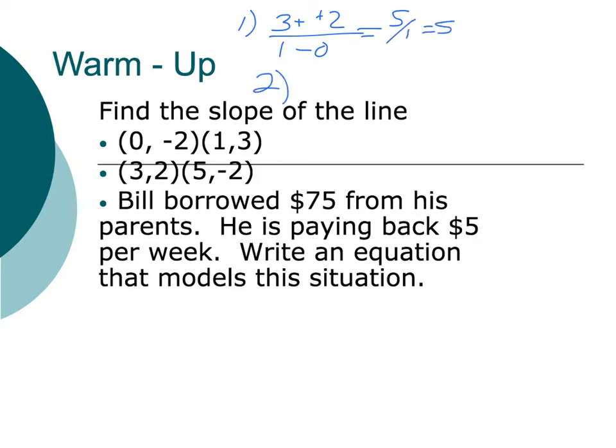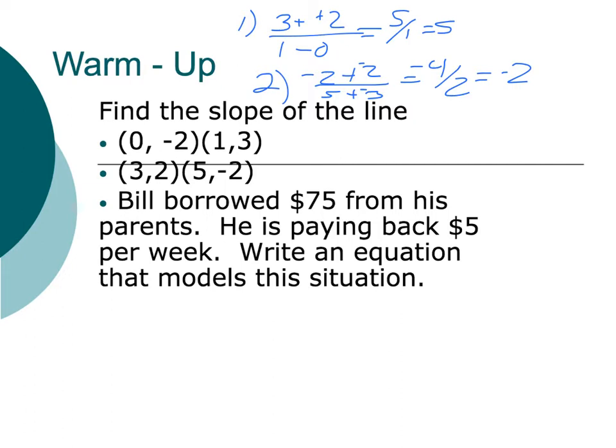Second one, same thing, y minus y over x minus x. Negative 2 minus 2 over 5 minus 3, go plus the opposite. It's going to give me negative 4 over 2, which will reduce down to negative 2.